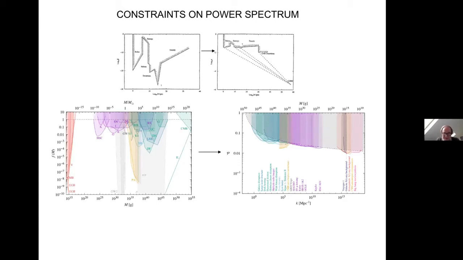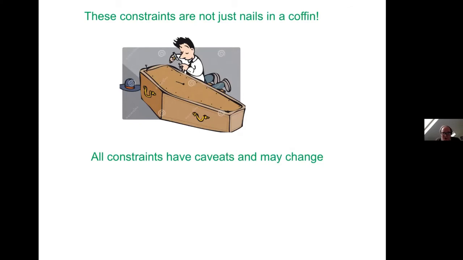I mean, there are some gaps, but they can't really exist at all, which isn't good news. So I just want to stress all the constraints have caveats and may change. That's why any figure like that which I've just shown will be wrong, at least in part, eventually. Each constraint is a potential signature, as we will see, so it's not just purely negative.